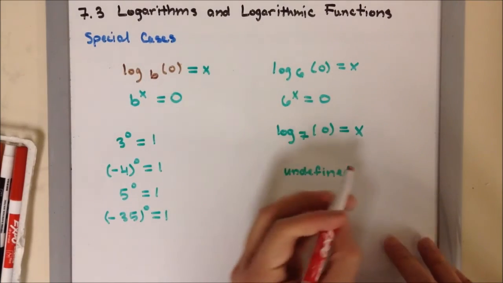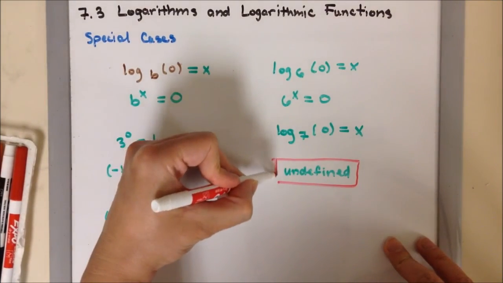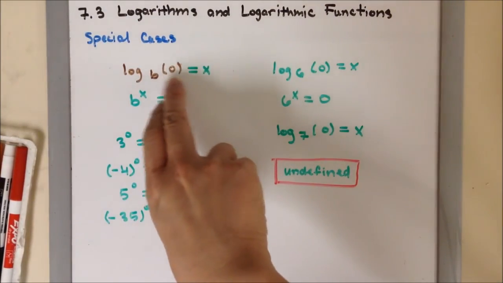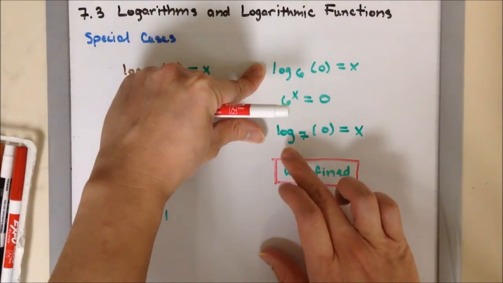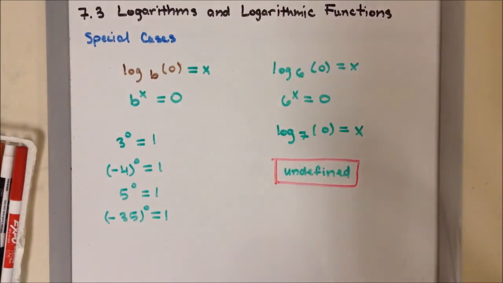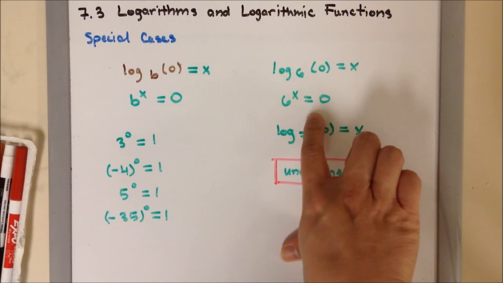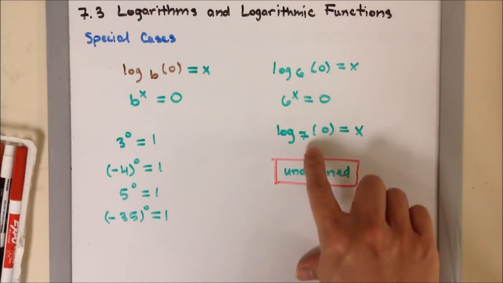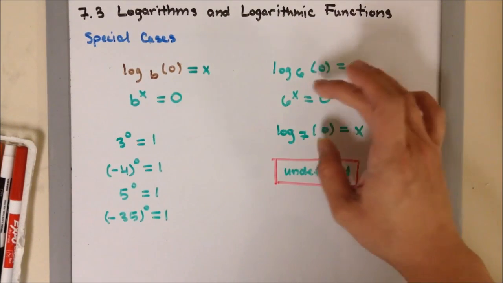So, you don't need to do any work whatsoever. When you see a log problem in this form, like log base 6 of 0 or log base 7 of 0, then you can just write undefined, because it will be impossible. There's no way for you to find an exponent where it will equal 0. So 6 to an exponent or 7 to an exponent of x, you won't be able to find an exponent where it will equal 0.